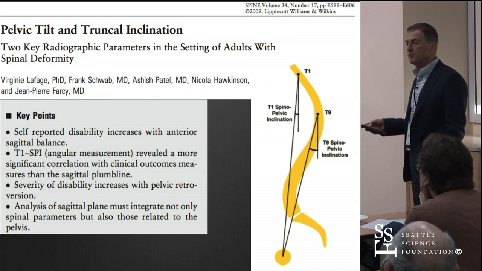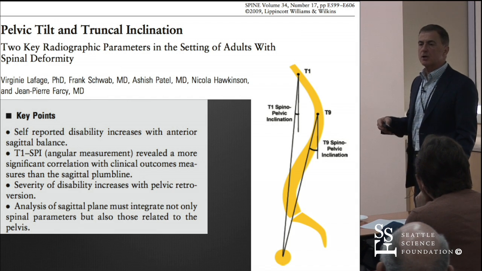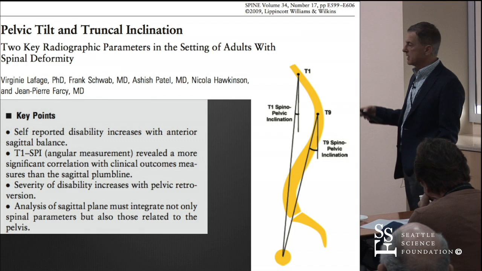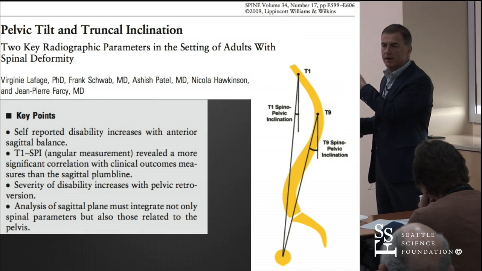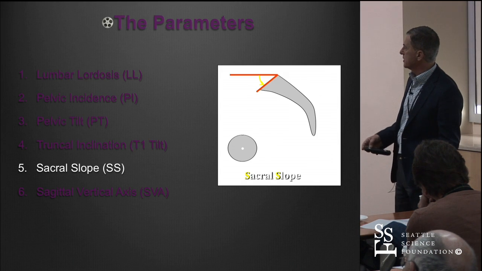Well, why is that? Because the plumb line, again, does not take into consideration the compensation mechanisms. Plumb line alone is almost useless. You've got to have the PI with it, or at least have also the T1 SPI with it, because that's what's going to give you the spinopelvic evaluation.